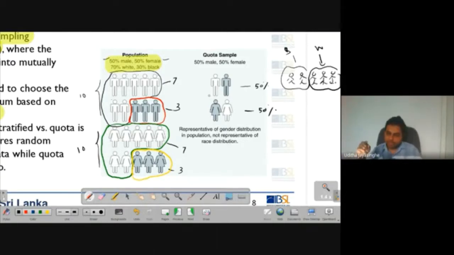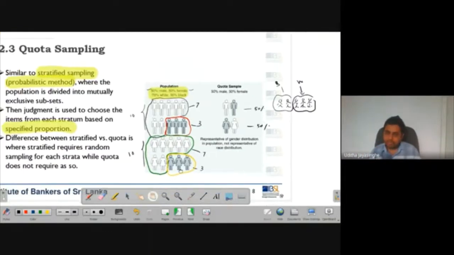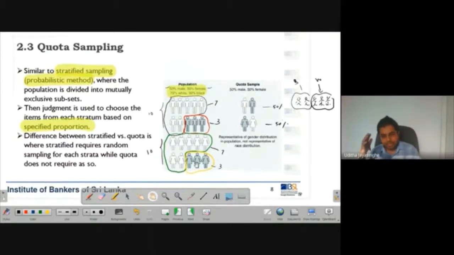So for this quota sampling, once again, there is no scientific methodology or distribution to select this particular quota from the population. It is not necessarily so. You classify them, you cluster them into different groups. Once you have those groups, all you can do is select 1 or different items from each group depending on your choice.